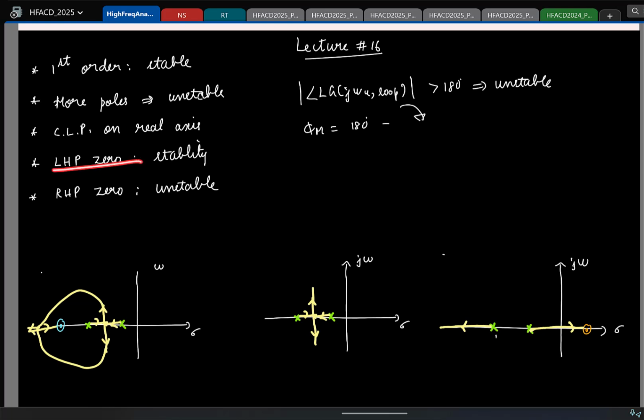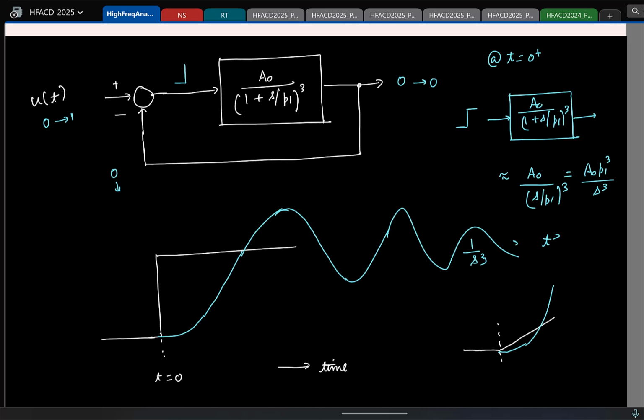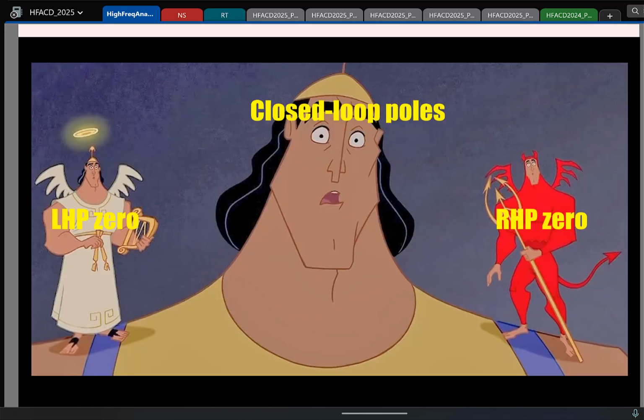So now let's look at the effect of zeros and understand why LHP 0 is good but RHP 0 is bad. Let me start with LHP 0, and for that I'll redo the same calculations.